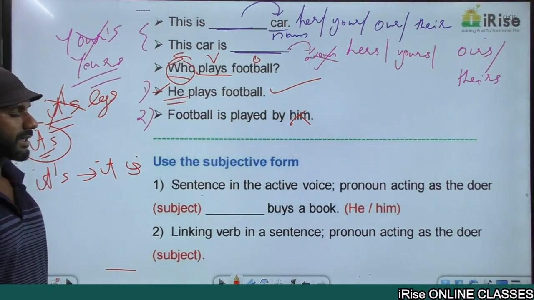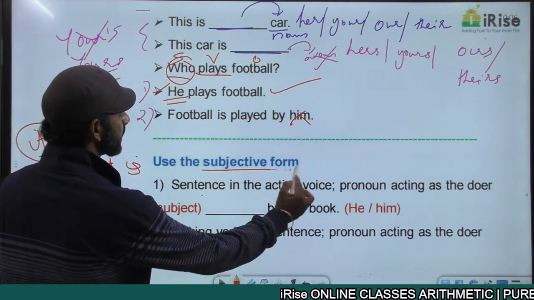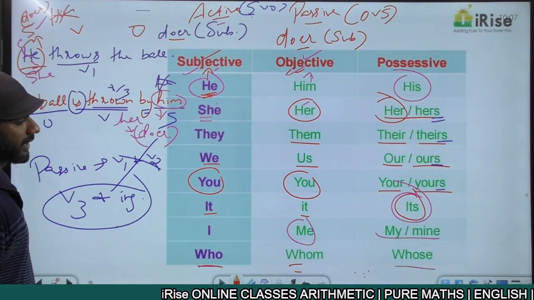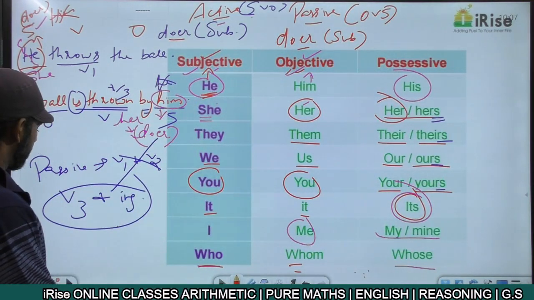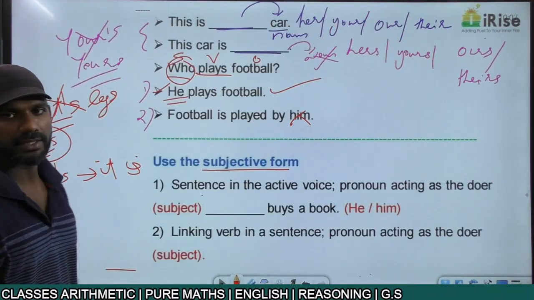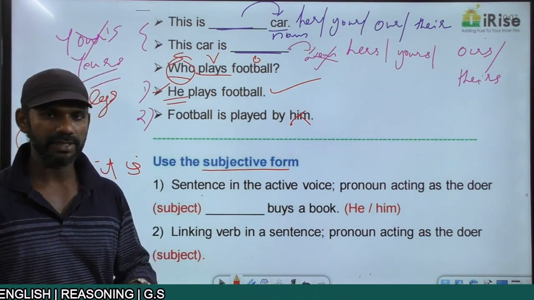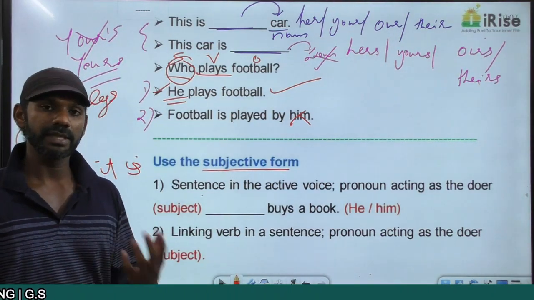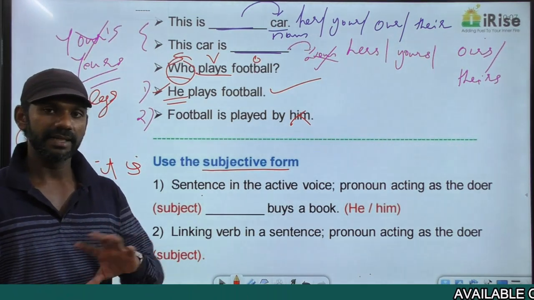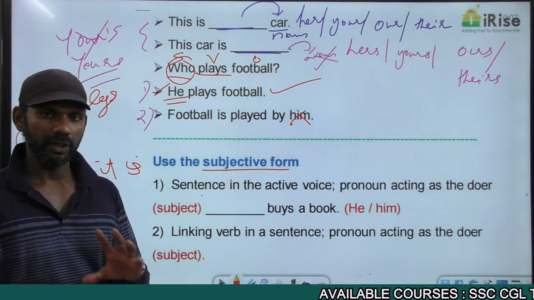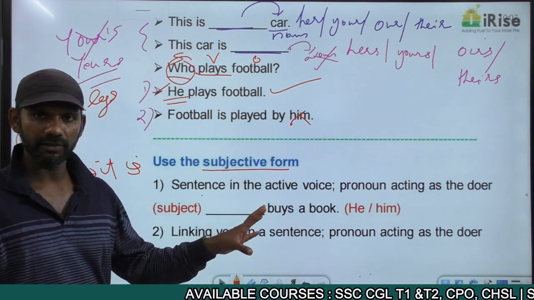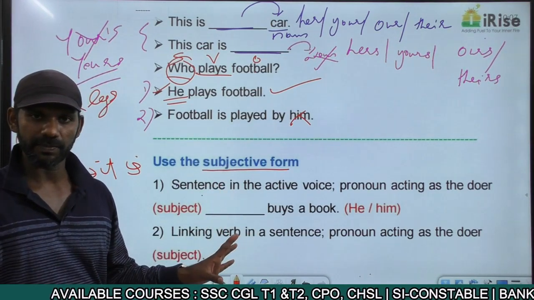Now for some rules regarding when to use subjective pronouns. We'll discuss some rules regarding when to use subjective and when to use objective pronouns. I told you about possessive pronouns: when to use s, when not to use s, when to use an apostrophe, when not to use an apostrophe. That is enough in the possessive case. We'll go for some rules regarding when to use the subjective form and when to use the objective form.